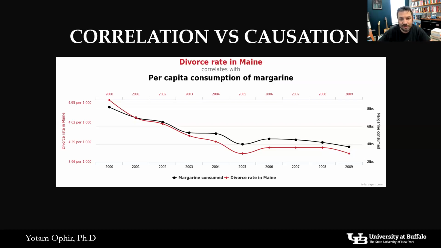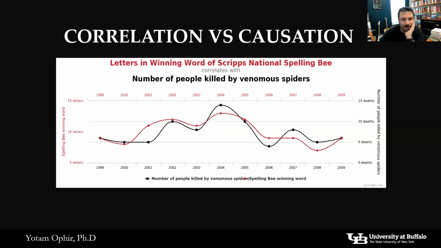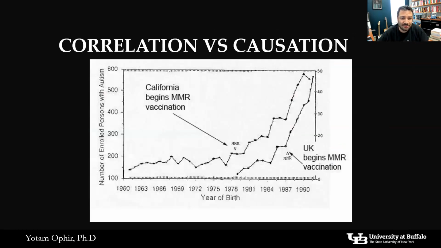Similarly, although they are almost perfectly correlated, most of you will agree that the number of letters in the winning word of the National Spelling Bee is not caused by the number of people killed by venomous spiders. So not everything that correlates actually causes the other. Now, those examples are stupid, but let me bring it to reality by showing you this.